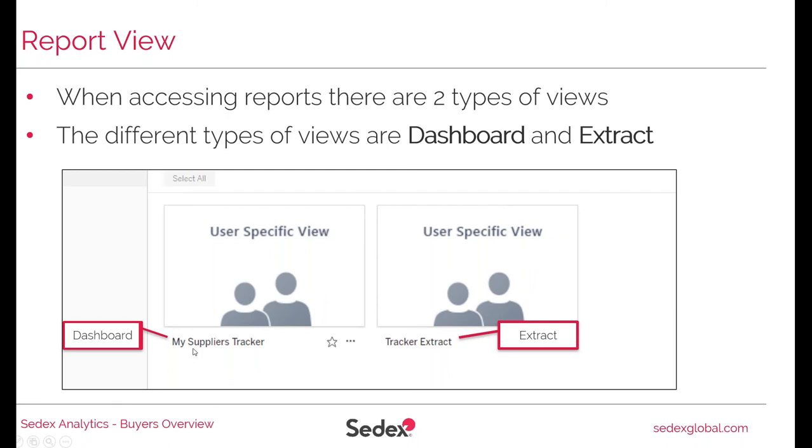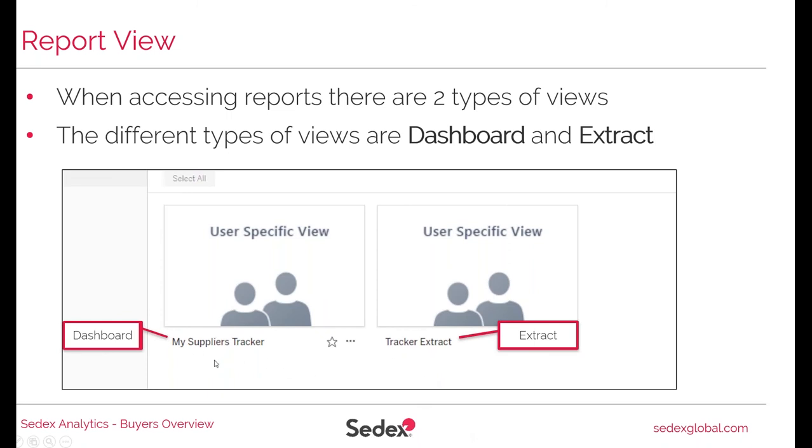So you're going to see a My Suppliers Tracker dashboard. This is the dashboard. It doesn't say dashboard in the name, but it is a dashboard. And if it's an extract, it would say extract in the title. So this one says tracker extracts. This is the extract. Again, I haven't explained what the difference is, and I will in a moment.